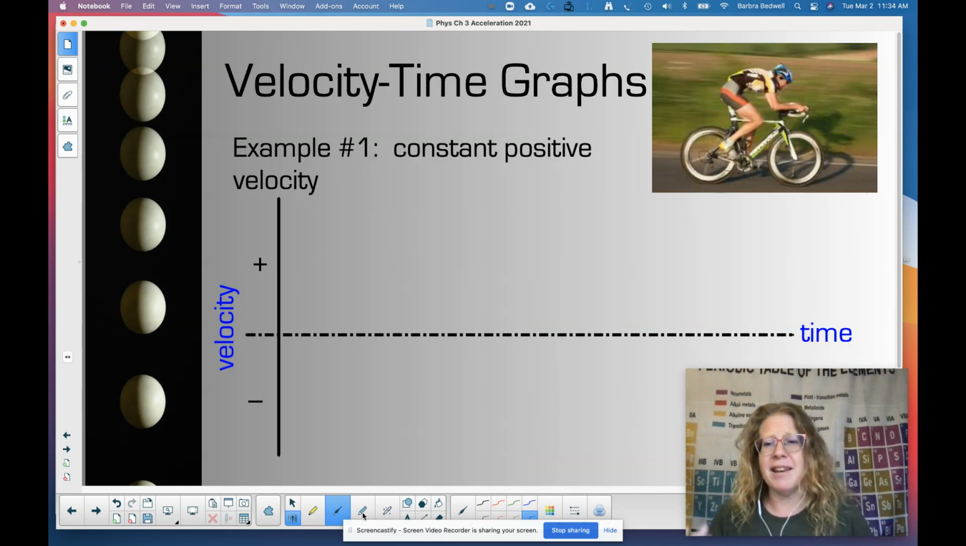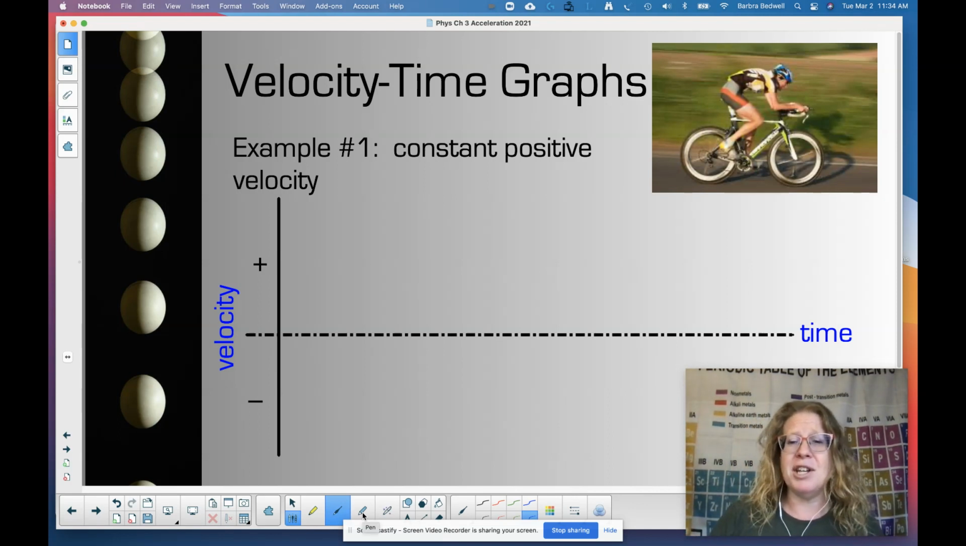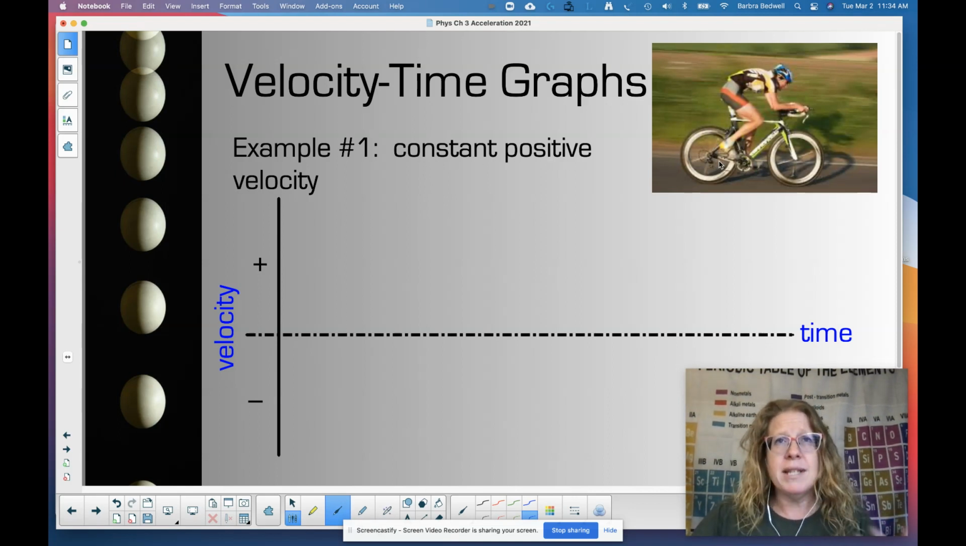So what does this look like if we're going to try to draw a graph of something that's changing its motion over time? We'll start with an easier one: constant positive velocity, like our cyclist here. Let's say he's just coasting. What's actually happening in terms of his speed if he's got velocity over time? Take a look at what I've set up here. I've got velocity on my y-axis and time on my x-axis, so that's important.